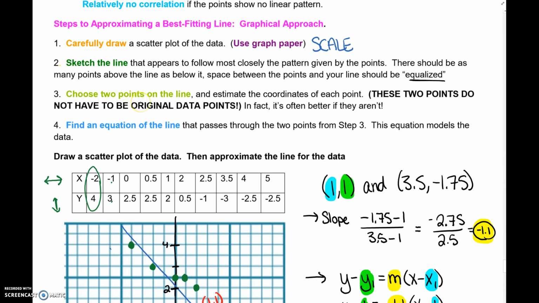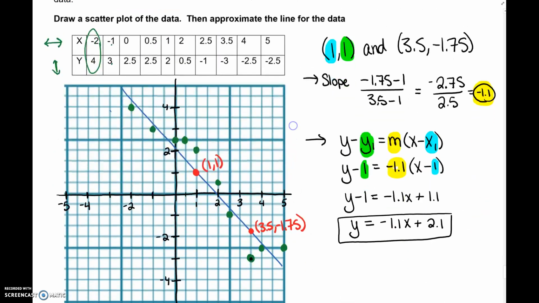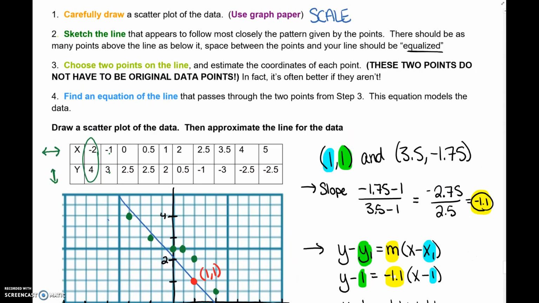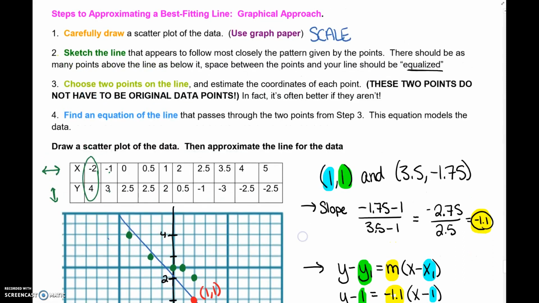Choose 2 points on the line that you drew. Estimate the coordinates of each point. These 2 points do not have to be original data points. In fact, it's often better if they are not. Notice when I drew my line, I didn't try to hit the data points, but you also don't want to completely avoid the data points either. So try but don't try, if that makes any sense.